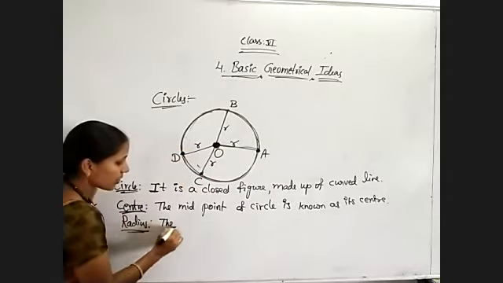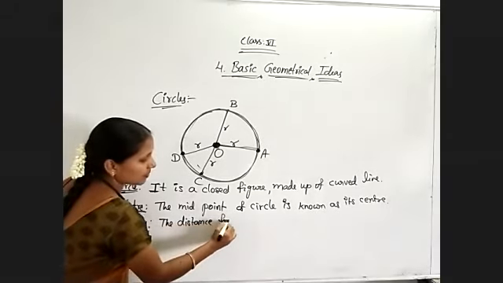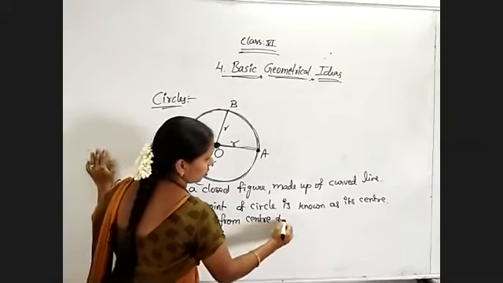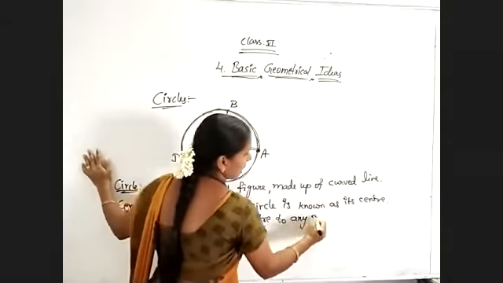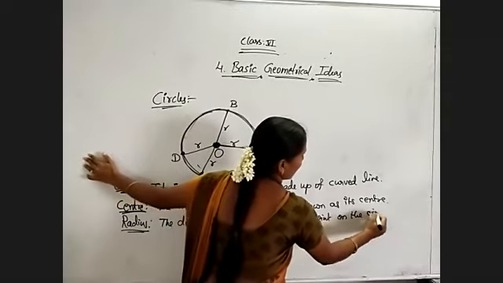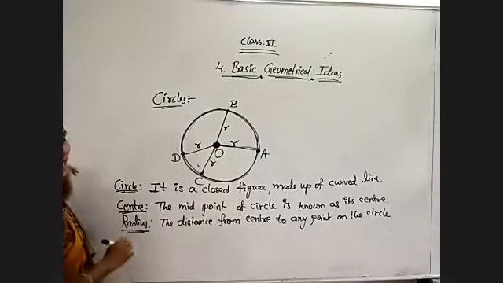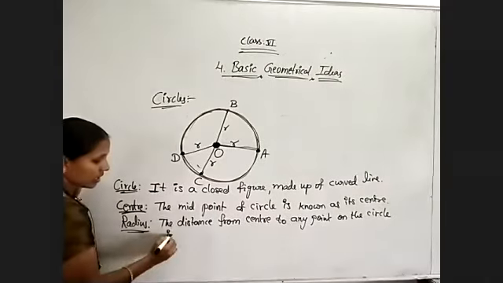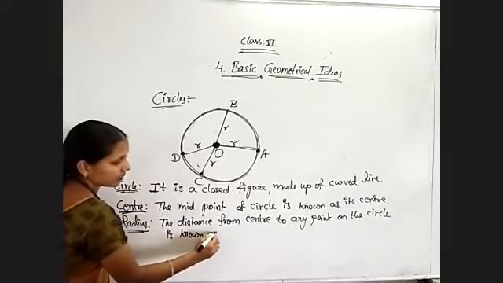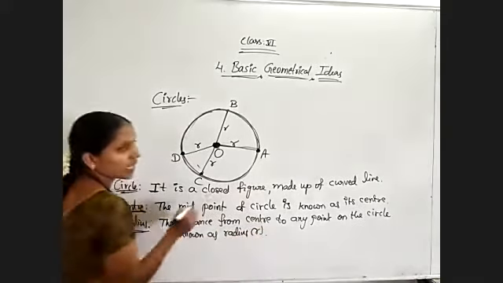The distance from the center to any point on the circle is known as the radius. And always we will use a small r to indicate the radius.